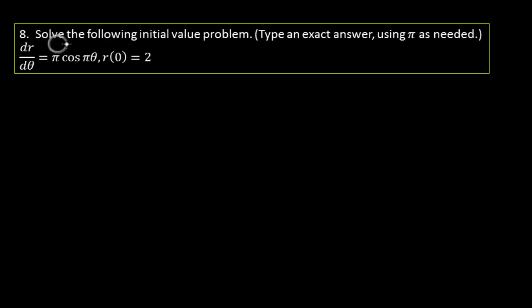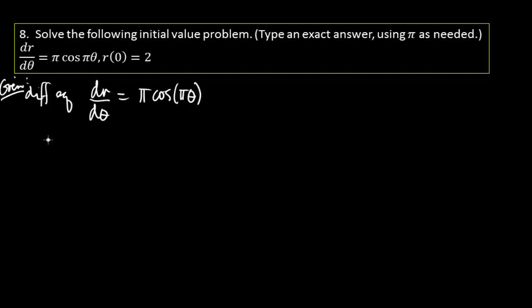Here's the last one. Solve the following initial value problem. And it says here to type an exact answer using pi as needed. Alright, so what is our differential equation? That's the given. So let's look at the given. We have our differential equation, dr by d theta, is equal to pi cosine of pi theta. And then our initial condition is that r of 0 is 2.